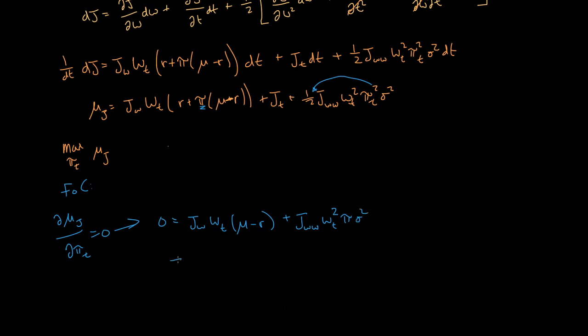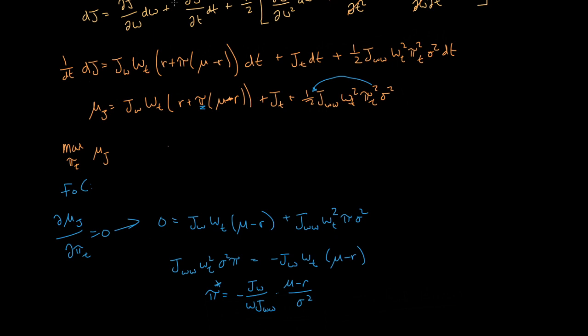So let's rearrange to solve for pi. J_WW W_t squared sigma squared pi is equal to minus J_W W_t times mu minus r. So that pi is equal to, drumroll please, J_W over W J_WW times mu minus r over sigma squared. And that is our answer.